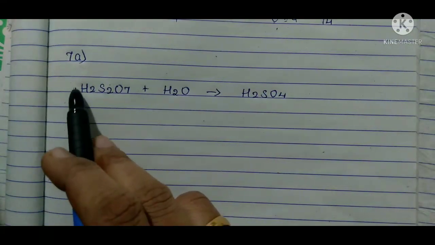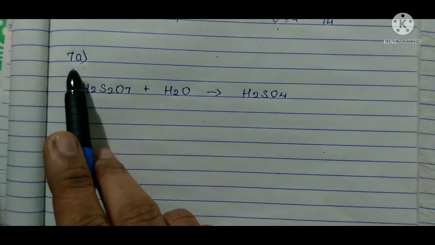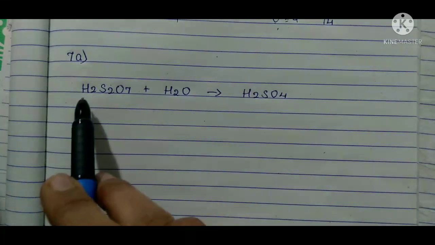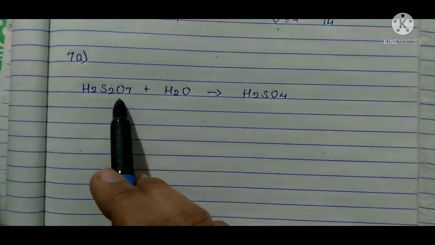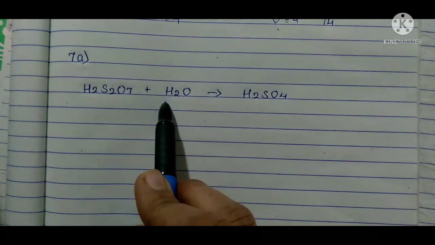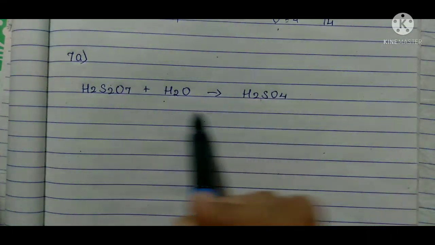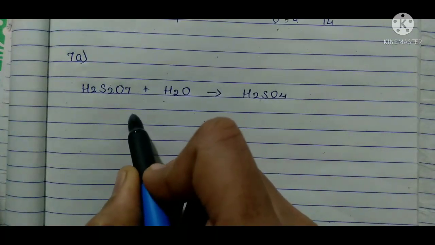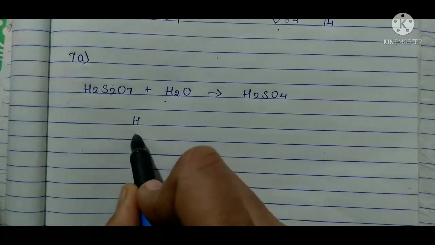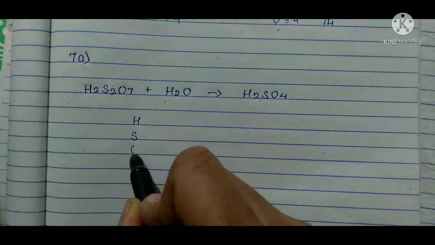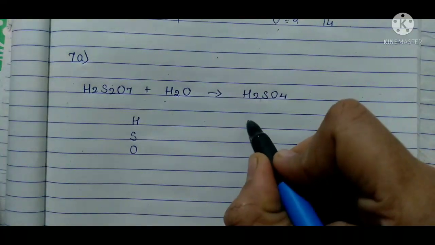Now let us solve the exercise given in page number 46, question number 7a. See what is given, H2S2O7, this is known as disulfuric acid. Reacting with water, you get sulfuric acid and we have to balance the equation. Same thing I am going to follow here. First write all the symbols together: hydrogen, then sulfur and then oxygen. Hydrogen is here, oxygen is here.